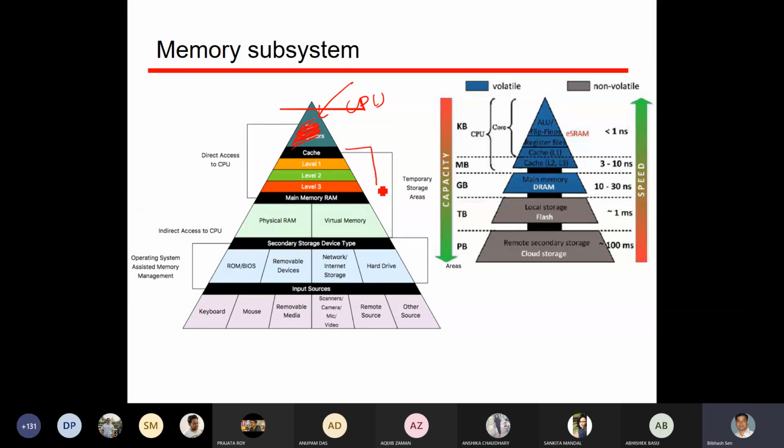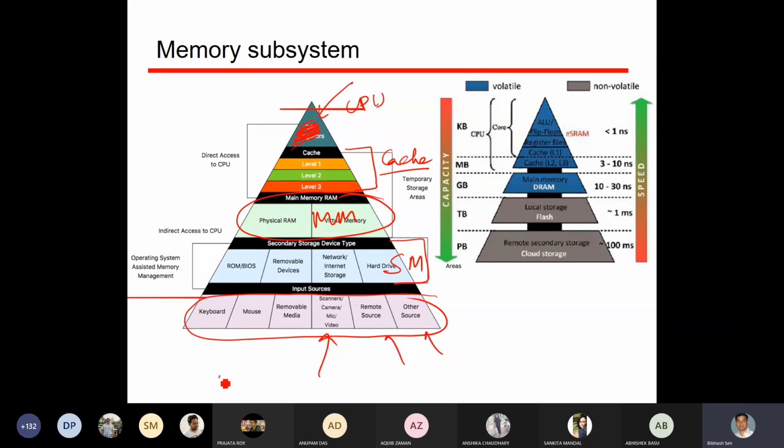After that, this part we can call the cache memory. Speed is less than the CPU register, but more than the main memory. And we call this area our main memory. After main memory, the rest we call the secondary memory, SM. And after that SM, you remember all these different input resources are coming, maybe your pen drive, flash drive, scanner, all remote from memory, where data is coming.